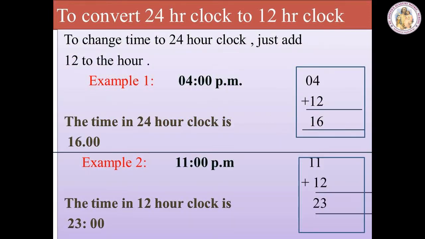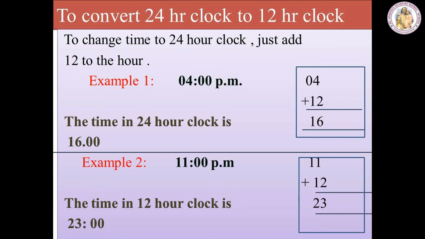To convert 12-hour clock to 24-hour clock, just add 12 to the hour. Example 1, 4 PM. For 4 PM, we have to convert to 24 hours. We have to add 12 hours to the 4 hours. We get 16 hours. The time in the 24-hour clock is 16.